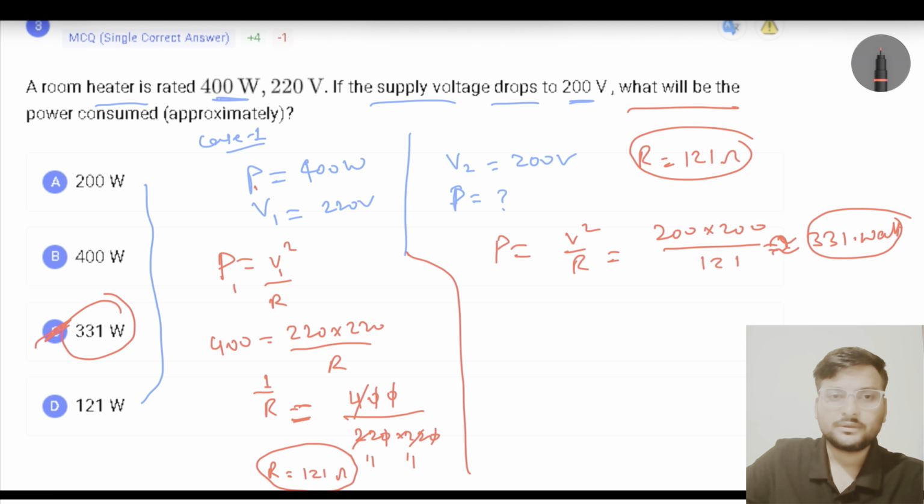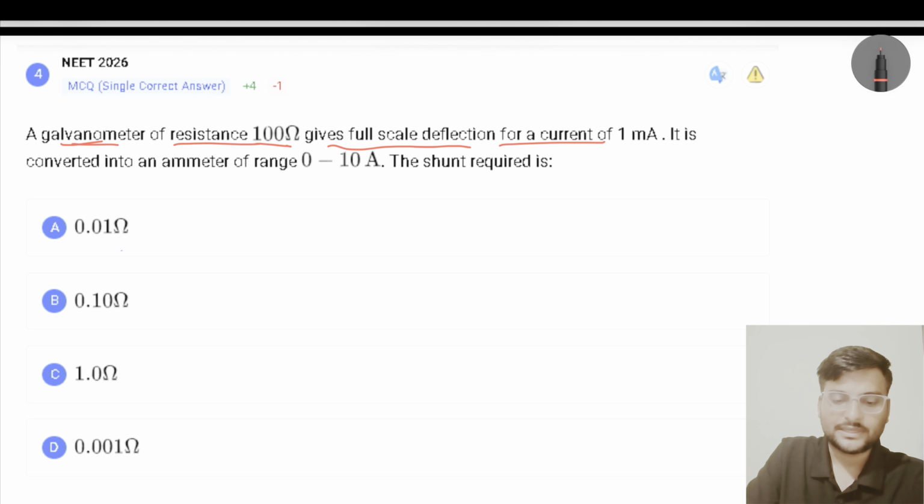Now when we go with the next question, the next question is related to galvanometer. First of all, you should know the concept of galvanometer, how the galvanometer is formed, how the voltmeter is formed, and what the uses of the ammeter are.